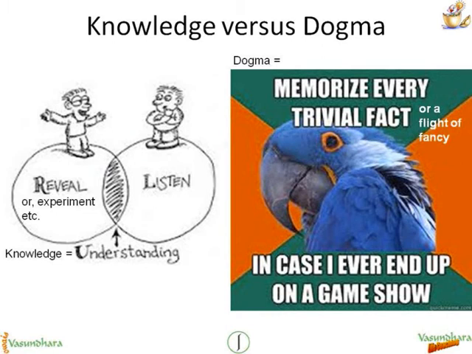Now the key difference is that knowledge involves understanding. Understanding the explanations of a teacher, or understanding the results of your experiments. The key there is to listen to your teachers, or to listen to your experiments. When you do that, then you arrive at an understanding. That understanding really is knowledge. Dogma is really memorization. Memorize all kinds of trivial facts, flights of fancy, and you become better and better and better at your dogma.